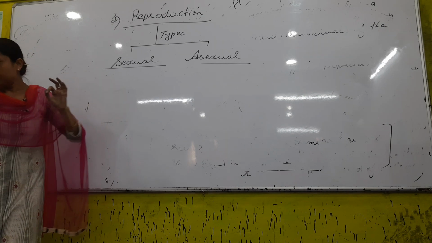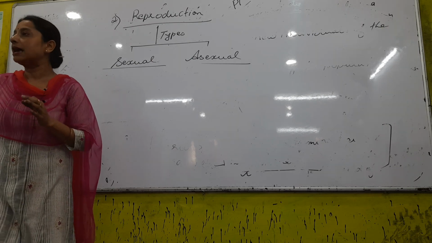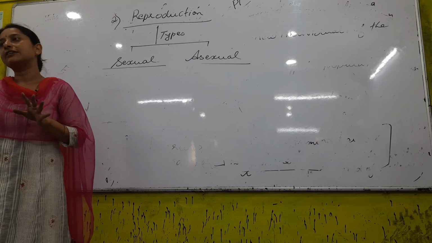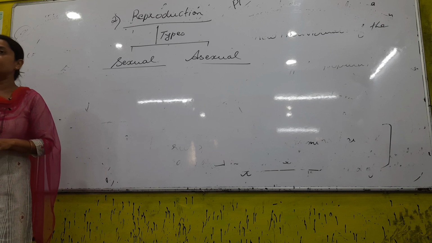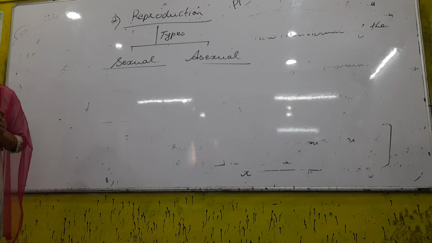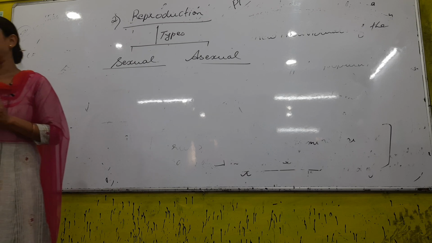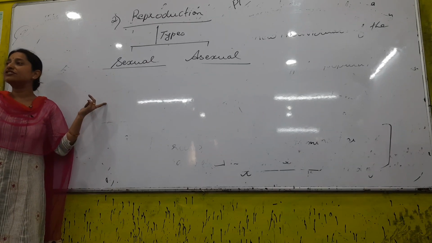Before going to the types, the basic points of difference first. In sexual reproduction, there is gamete formation. Formation and fusion of gametes is a chief characteristic of sexual reproduction. In asexual reproduction, there is no gamete formation. Second is the requirement of parents. You have heard the words uniparental and biparental, right? Asexual reproduction has one parent, so it is always uniparental. Sexual reproduction.